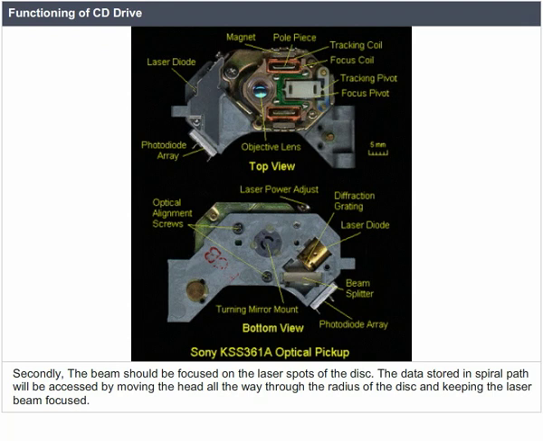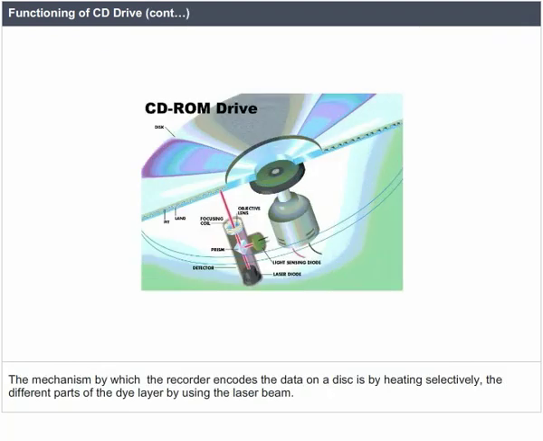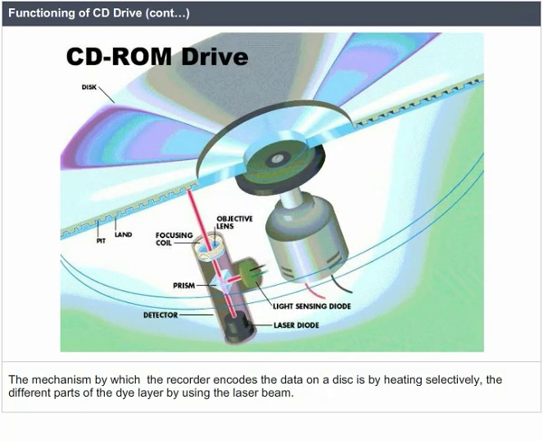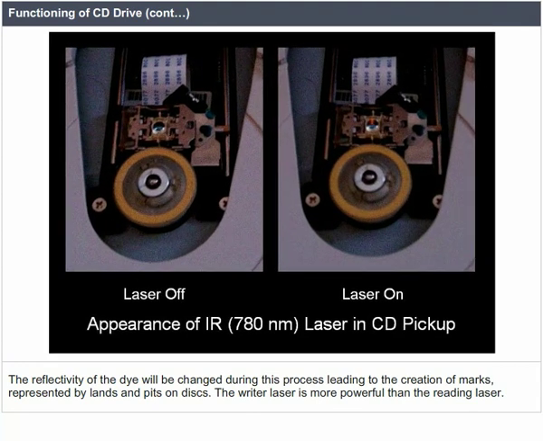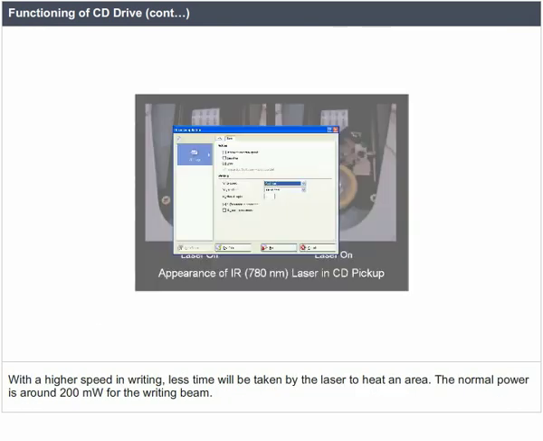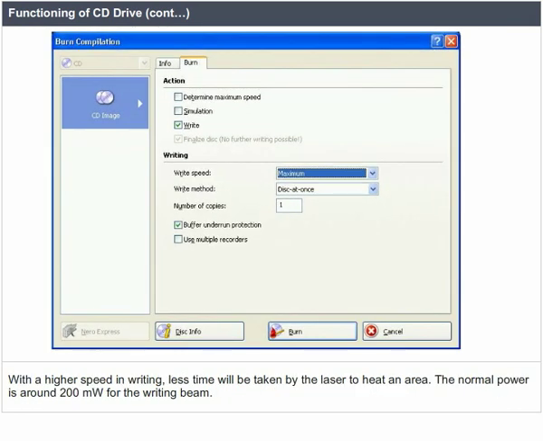The mechanism by which the recorder encodes the data on a disk is by selectively heating the different parts of the dye layer using the laser beam. The reflectivity of the dye would be changed during this process, leading to the creation of marks represented by lands and pits on disks. The writing laser is more powerful than the reading laser. With a higher speed in writing, less time will be taken by the laser to heat an area. The normal power is around 200 mW for the writing beam.